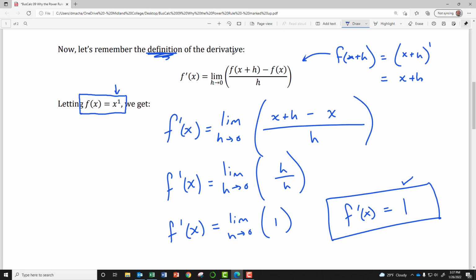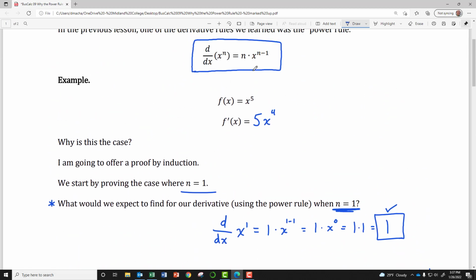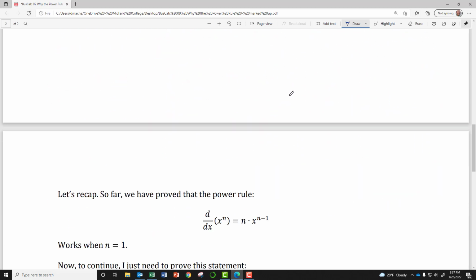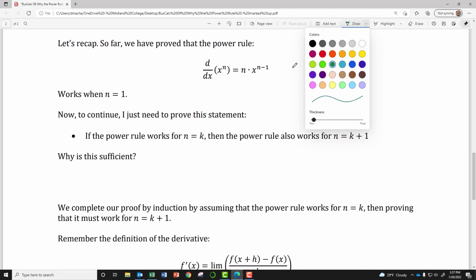So far, just for the case when n is equal to 1, our derivative power rule holds. It works properly like it should. It's actually giving us the derivative, and it hasn't failed us yet. So we have proved that this power rule works when n is equal to 1.